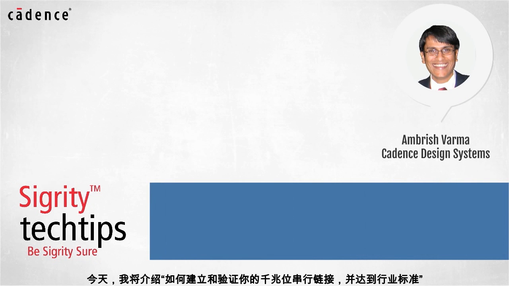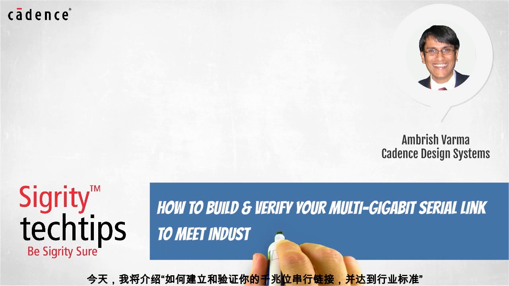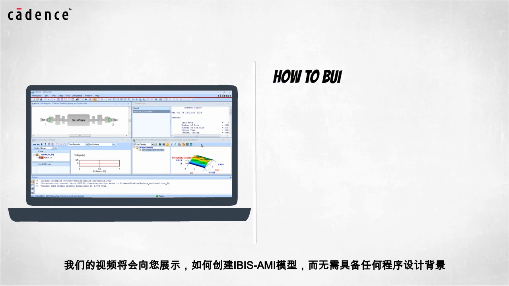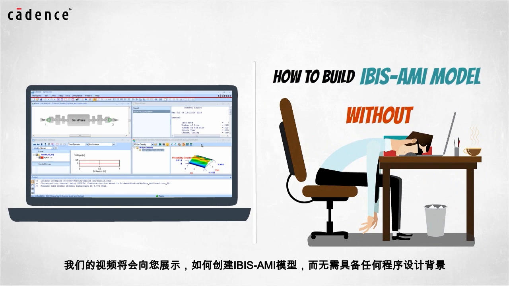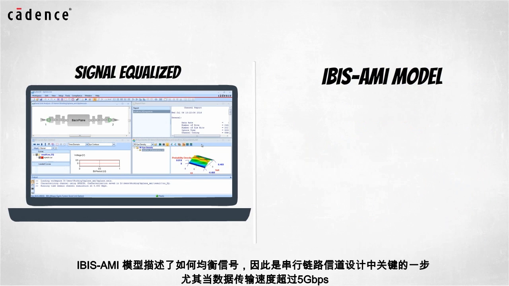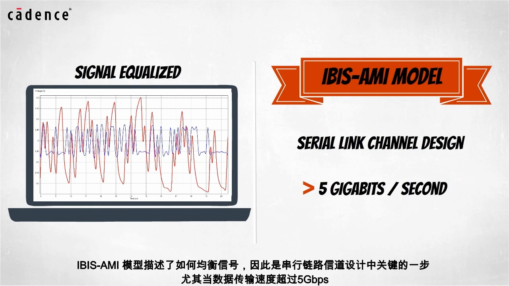Today we bring you another installment of how to build and verify your multi-gigabit serial link to meet industry compliance standards. Our video today will show you how to build an IBIS AMI model without having to become a programmer. Since IBIS AMI models describe how the signal is equalized, they are a critical part of the serial link channel design when data transfer speeds exceed 5 gigabits per second.